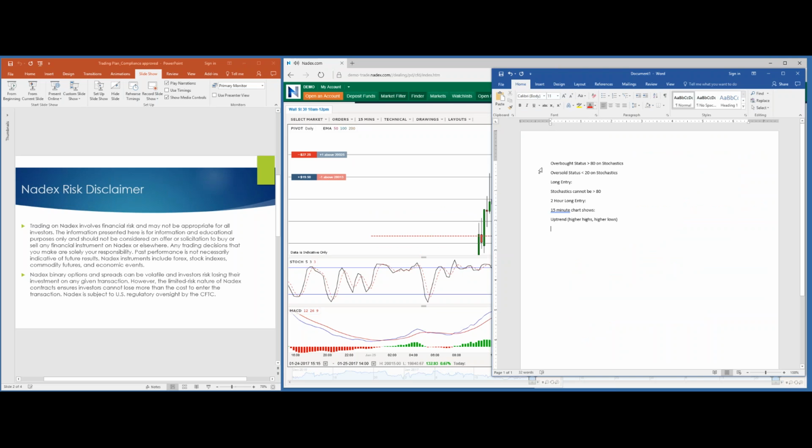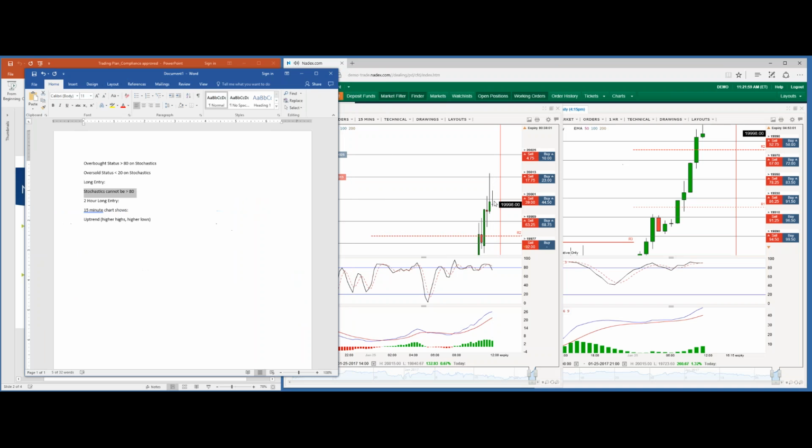Let's go back to our trading plan. Stochastics cannot be greater than 80. It was above 80 when we entered. Does everybody understand that? So now we know, okay, we really did not want to go long here because we were overextended on the stochastics. Does everybody understand?